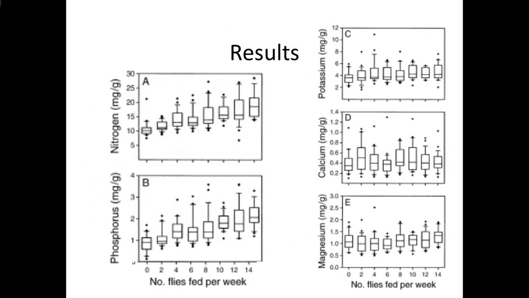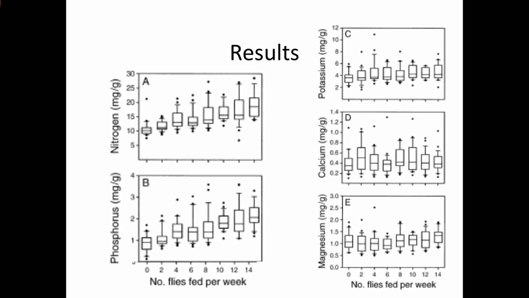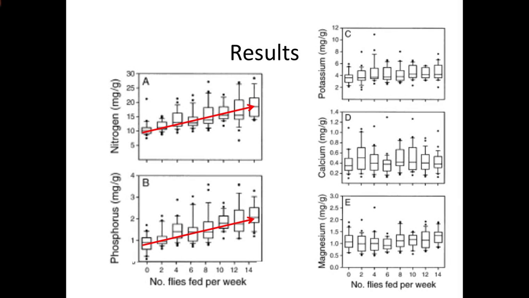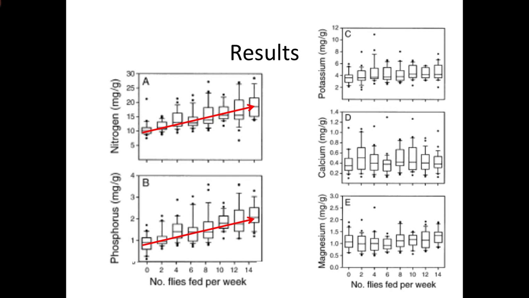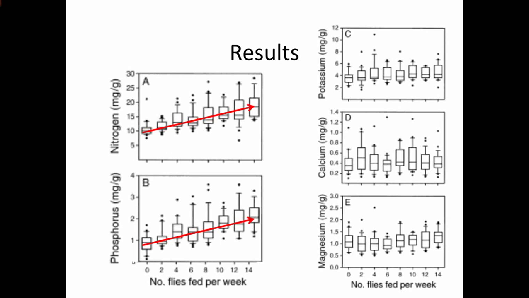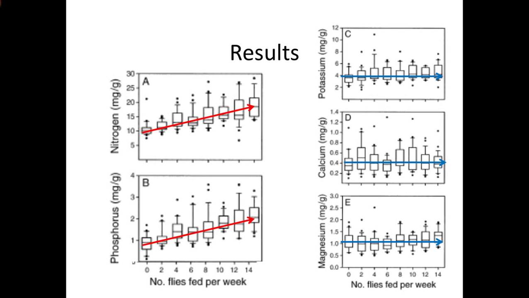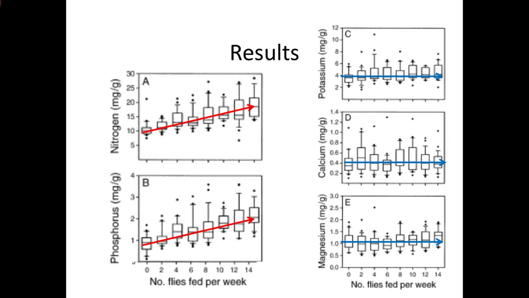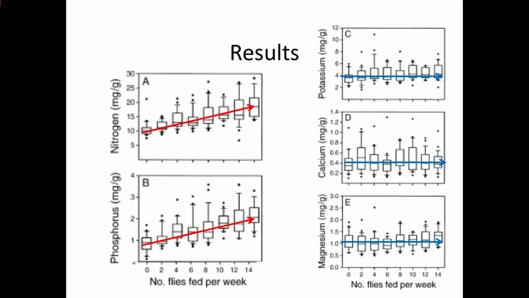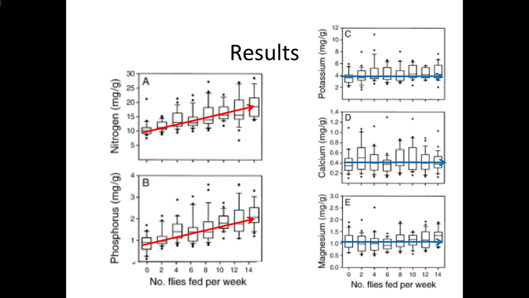Now, the results were that when they added flies to these plants, they found increases in leaf nitrogen as well as increases in leaf phosphorus. So the addition of flies provided a benefit in terms of nitrogen and phosphorus. However, there was no effect for calcium, potassium, and magnesium, which is interesting considering those are the micronutrients that are most associated with prey addition, not necessarily nitrogen deposition.